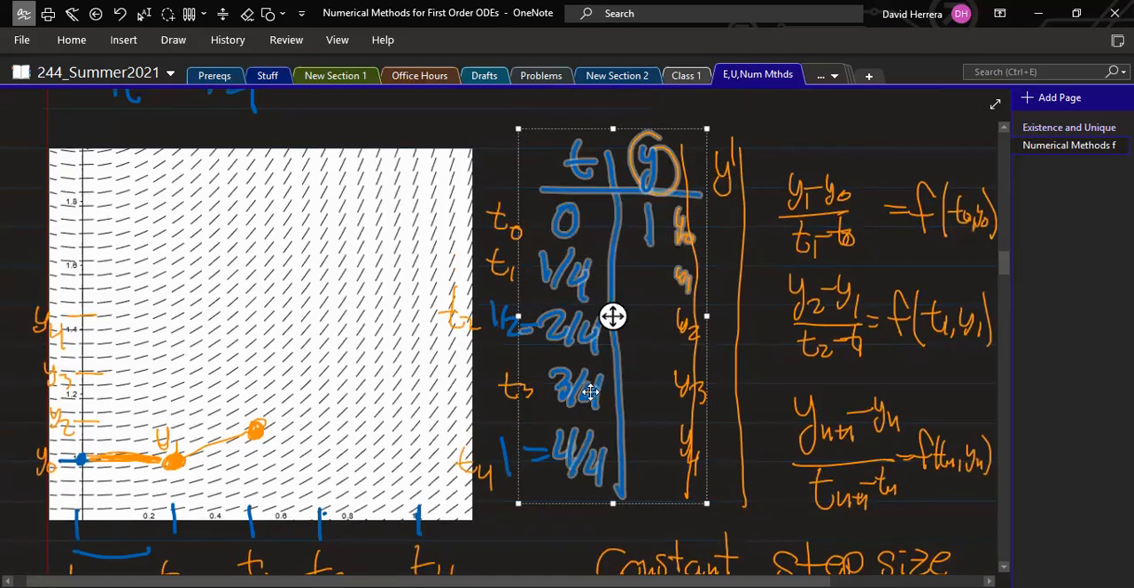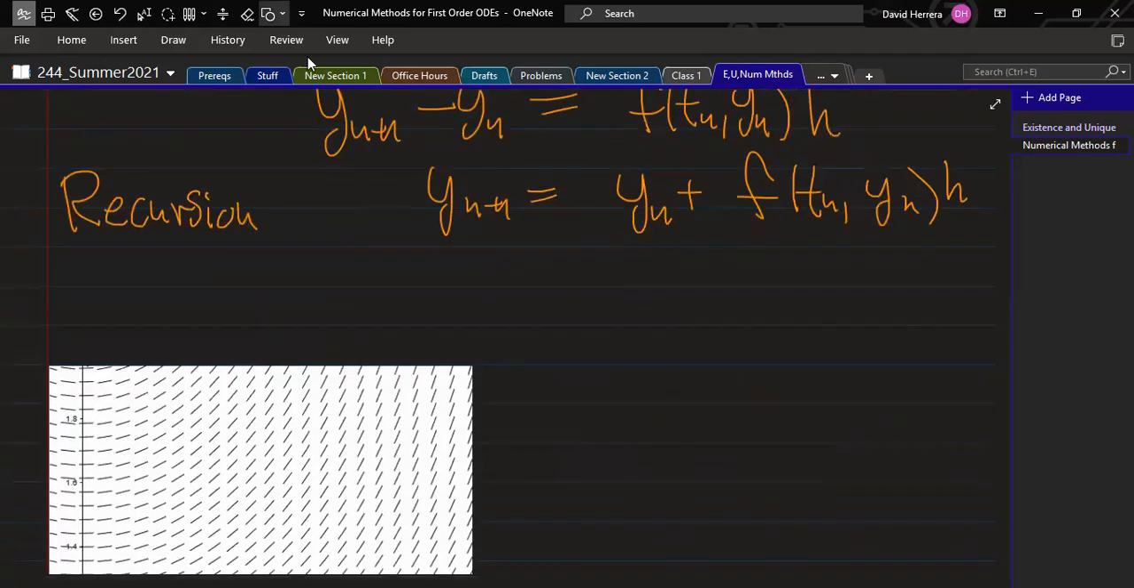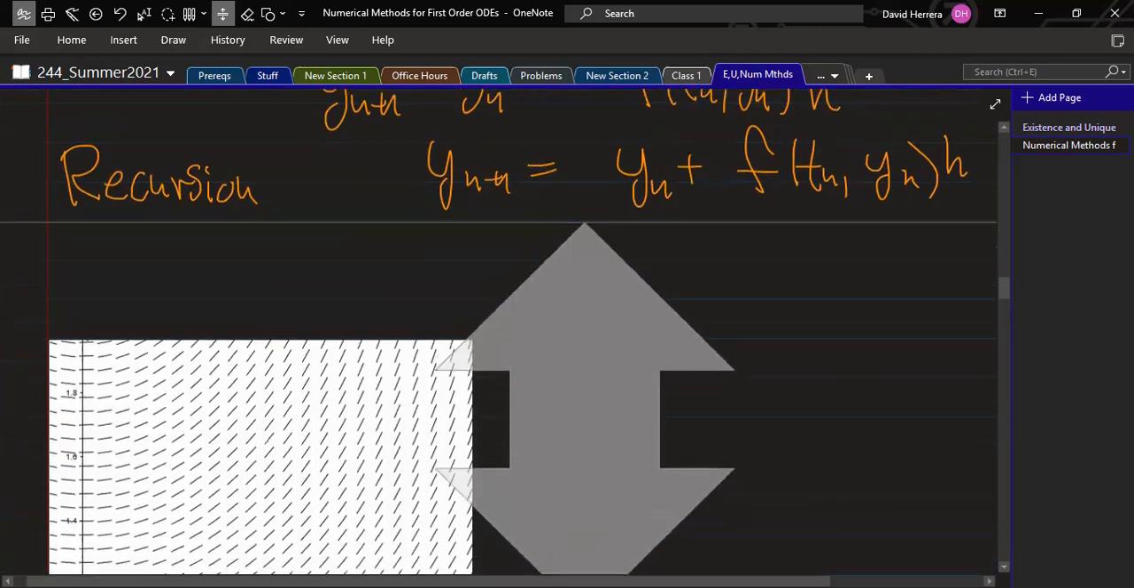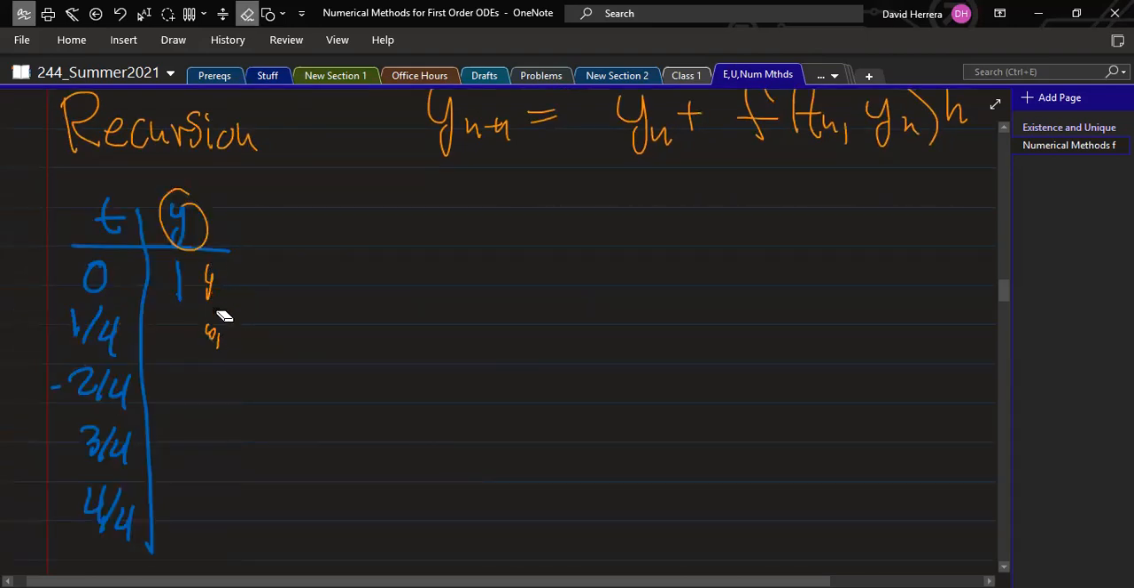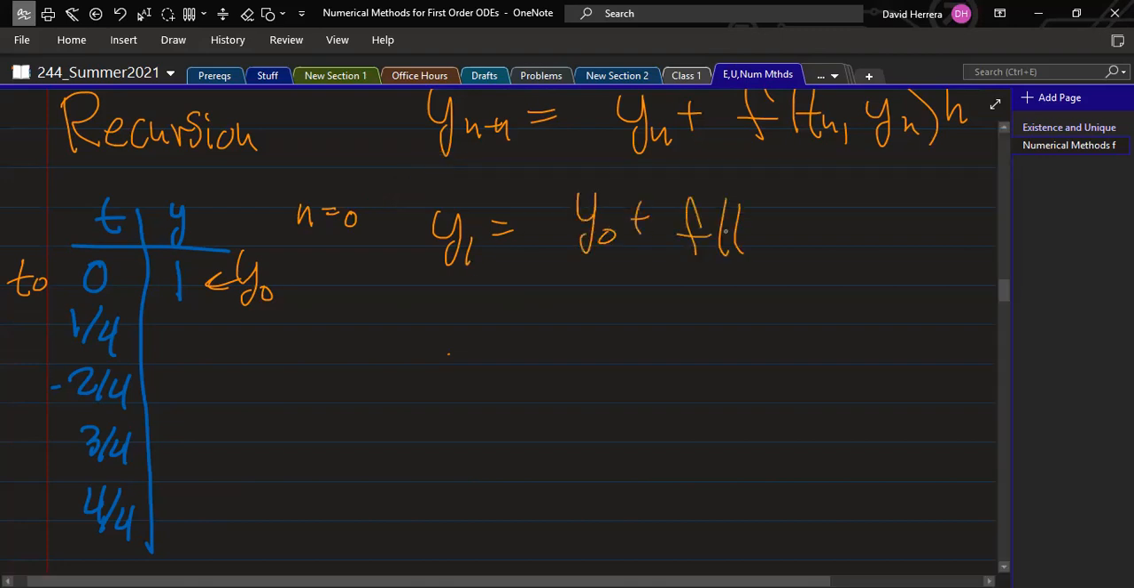So let's just copy this table, and we'll go down there and do that. Okay, so here we have this. We start with t0, y0. So to find y1, we just plug in n equals 0 into this relationship here. Because this right here is 0 plus 1, it's y0 plus f of t0, y0 times h.